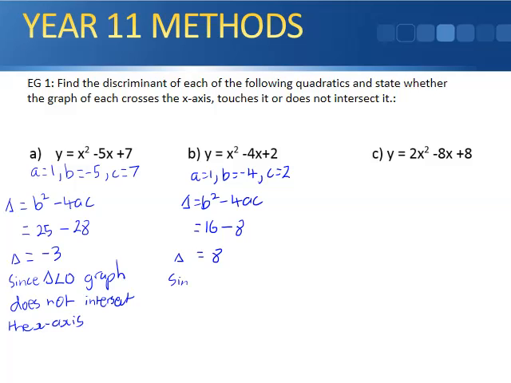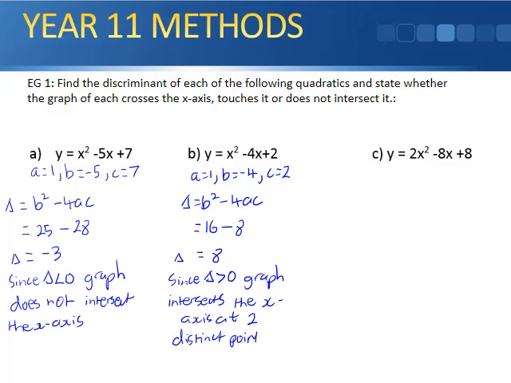So since the discriminant is greater than 0, the graph intersects the x-axis at 2 distinct points. Because it does cross, remember, at 2 points here.